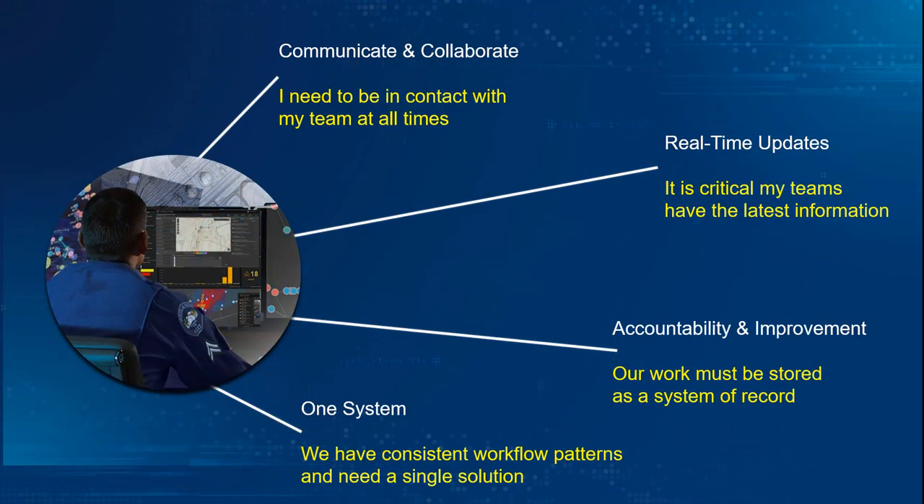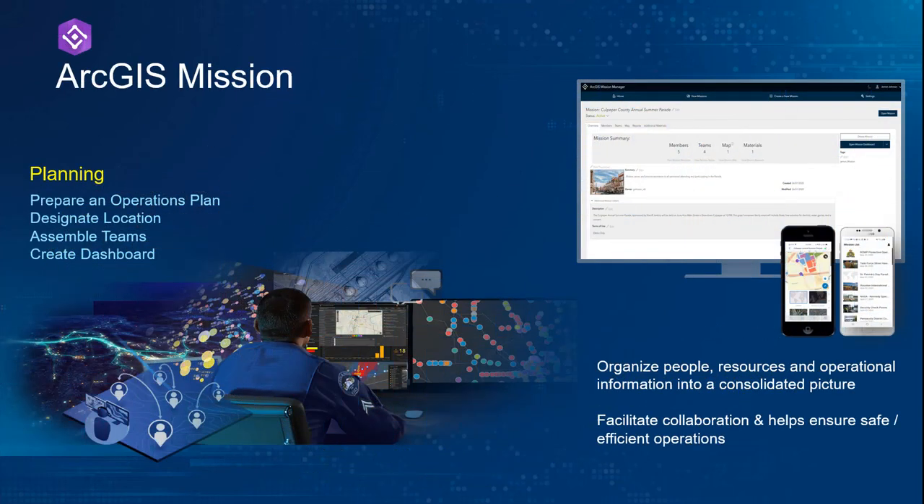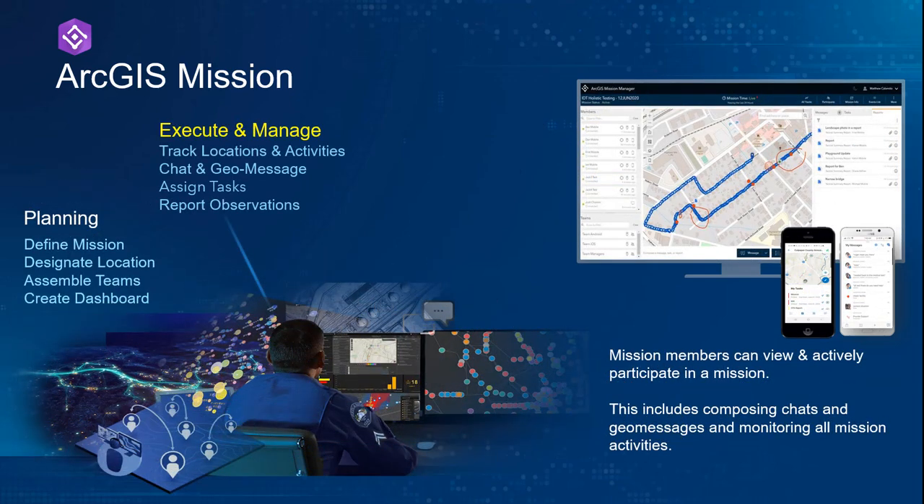ArcGIS Mission gives you the ability to communicate and collaborate in real time and get real-time updates. It helps with accountability, and it's one system that provides an integrated method for you to communicate and collaborate. ArcGIS Mission is really threefold. There's a planning process where you prepare your plans and designate locations into simple teams. You create dashboards that can be used. It gives you the ability to organize people and resources.